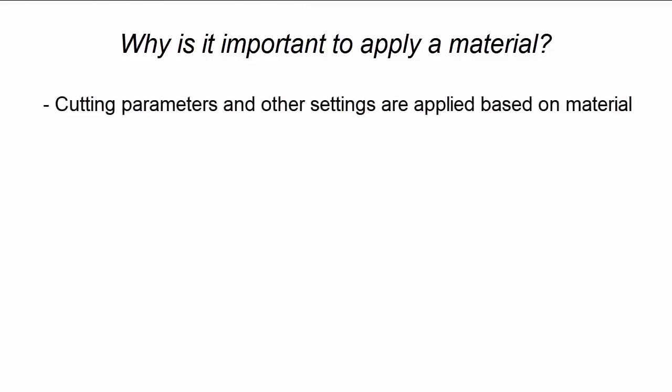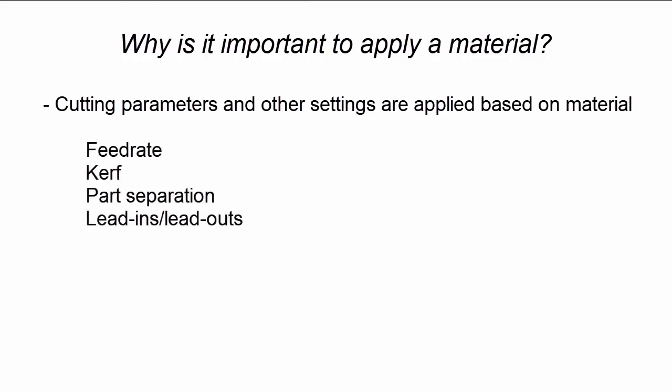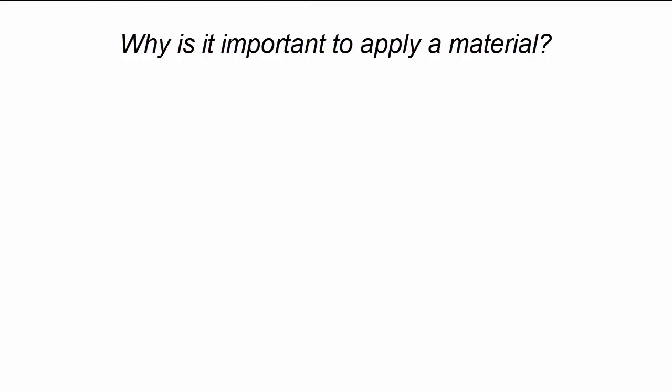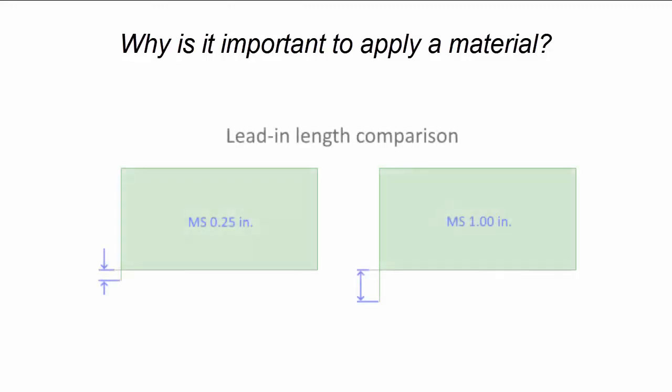This includes things like feed rate, kerf compensation, part separation values on the nest, lead-ins and lead-outs. The list goes on and on. There are a lot of different settings that vary based on material. One example of this is leads. As material gets thicker, the lead-in length tends to get longer. So the pierce is more violent with more top spatter, and it needs to be further away from the profile that you're leading into.